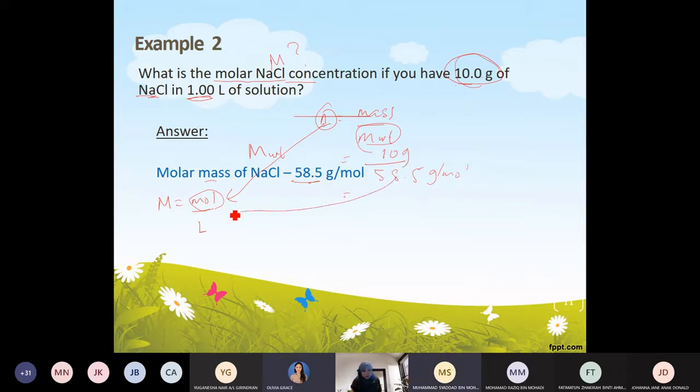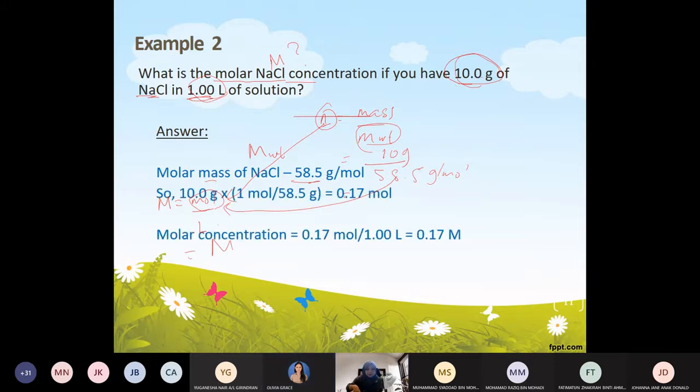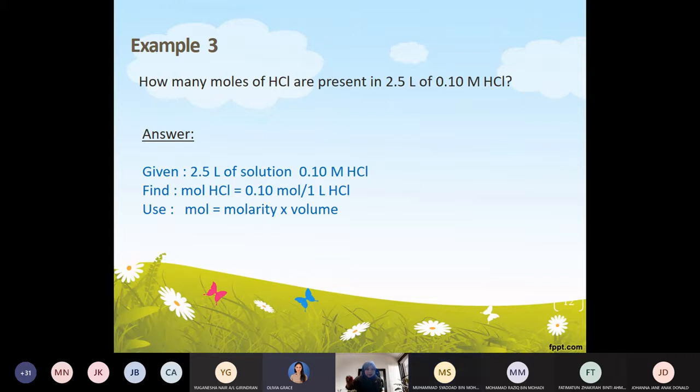Dah dapat mol, masuk sini. And then given 1 liter, masuk je 1 liter. So dapatlah molarity. So tengok apa jawapan dia. Okay, so dapatlah 0.17 molar. Boleh? Alright, good. Okay, moving on to the next example.